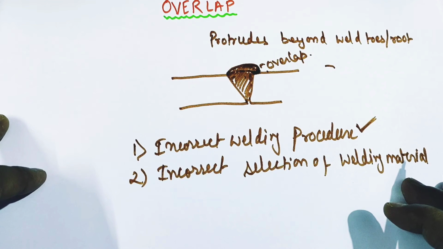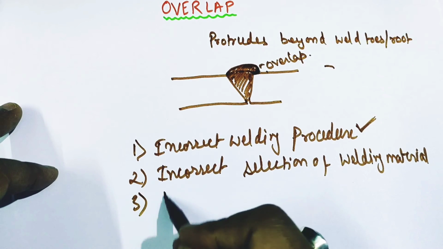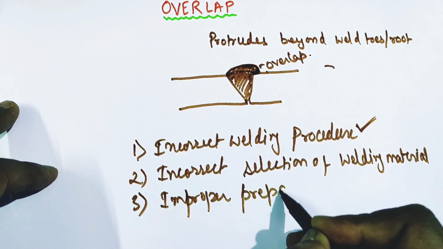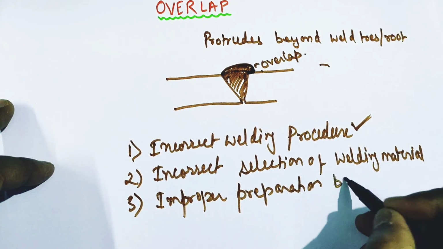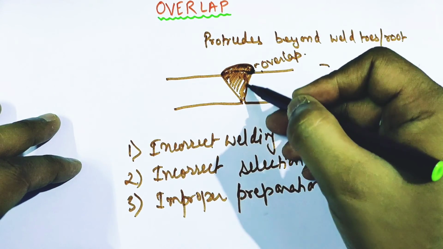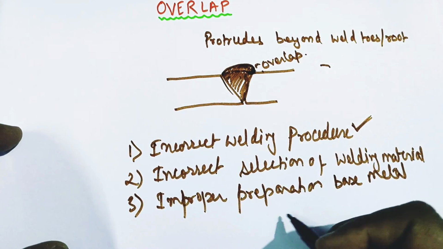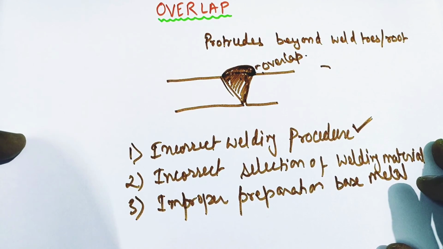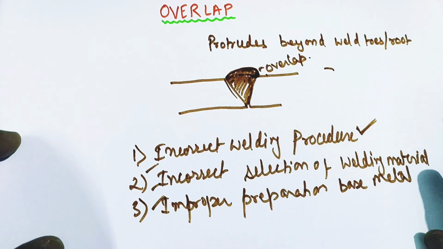And the third and important point is improper preparation of base metal. So before welding, the joint needs to be prepared as per our design. In case it is not as per our drawing, then chances of overlap will be there. So we can rectify the overlap by avoiding these causes.